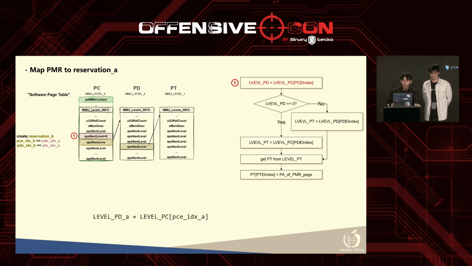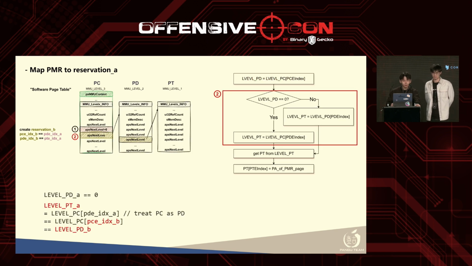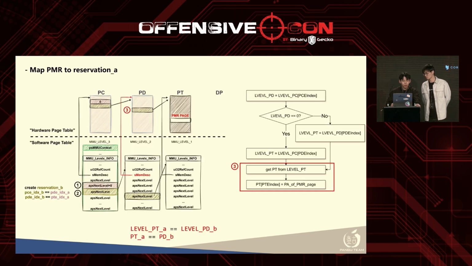The driver first looks up the software page table at level PC, gets an entry, and obtains the address of level PD. Since this entry is 0, the driver takes the yes branch and treats PC as PD, leading to the lookup of level PTA. Actually, level PTA ends up pointing to the level PTB, causing a confusion between the page table levels. Finally, the driver uses the memory descriptor at level PTA to locate PTA, which is actually PDB, and updates the corresponding entry.